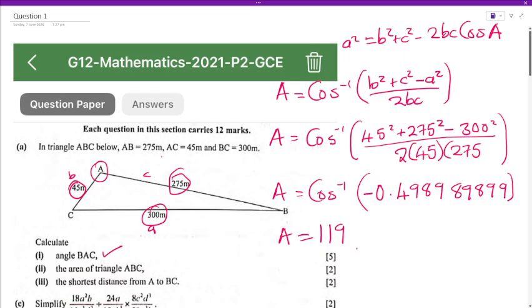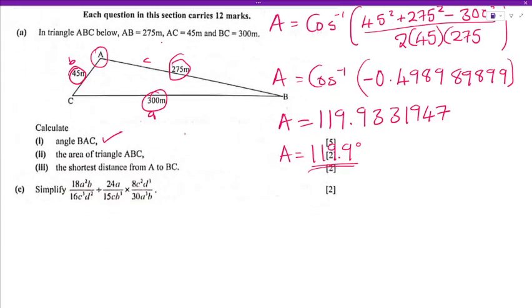So mine has given me 119.9331947, okay, so meaning our angle is going to be equal to 119.9 degrees. For angles, you always round them off to one decimal place. So that's going to be our final answer there, and we are done. We go to the next one.